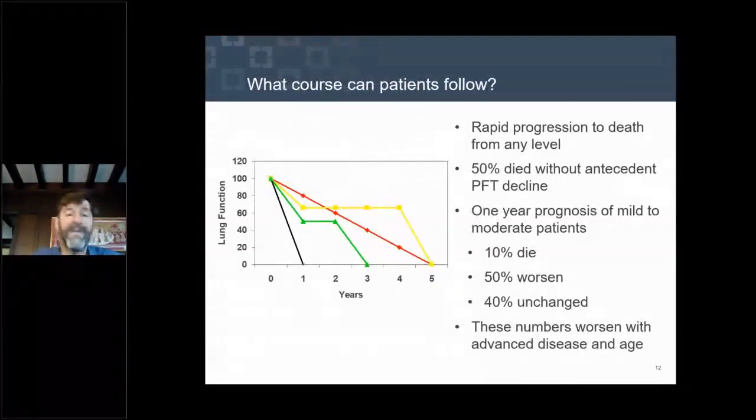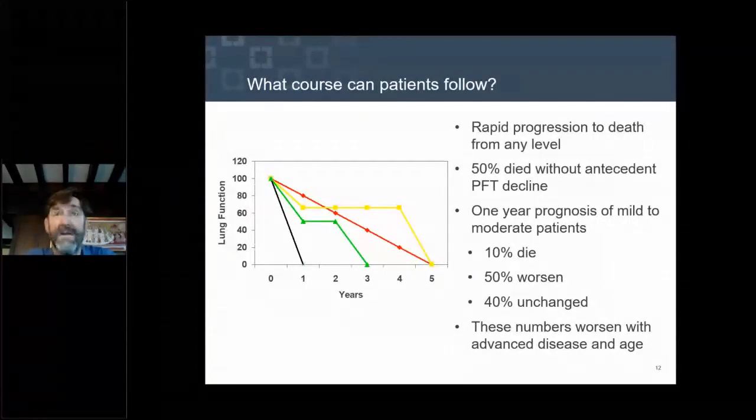What course will it take? Unfortunately, it's impossible to predict. I've had patients diagnosed with IPF who rapidly progressed to death within that year. I've had people who live 8-9 years with IPF, such that I doubt my diagnosis.